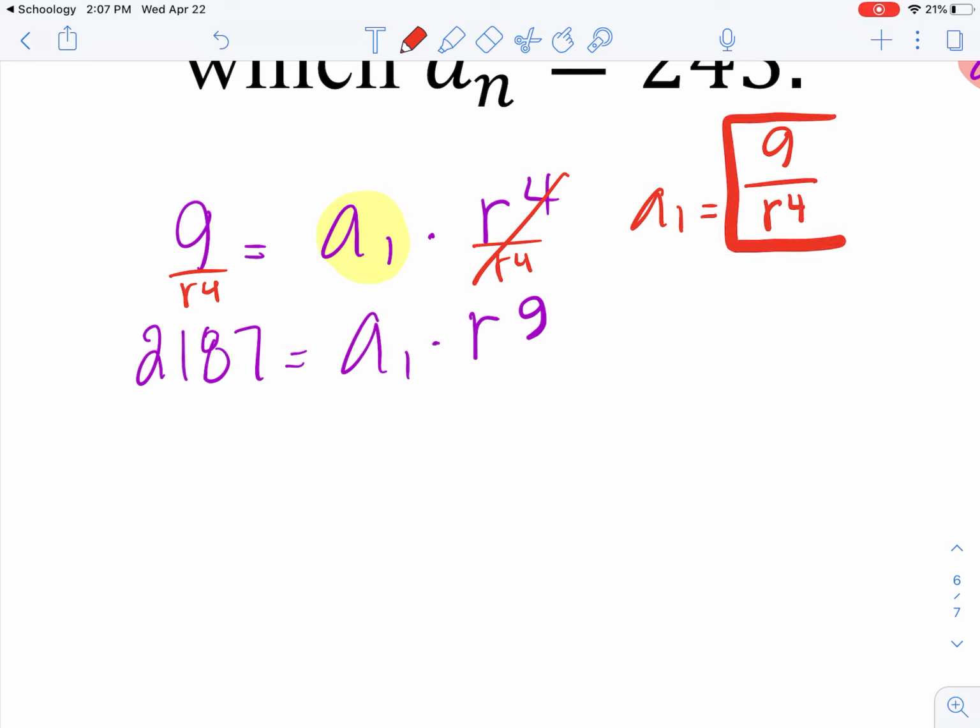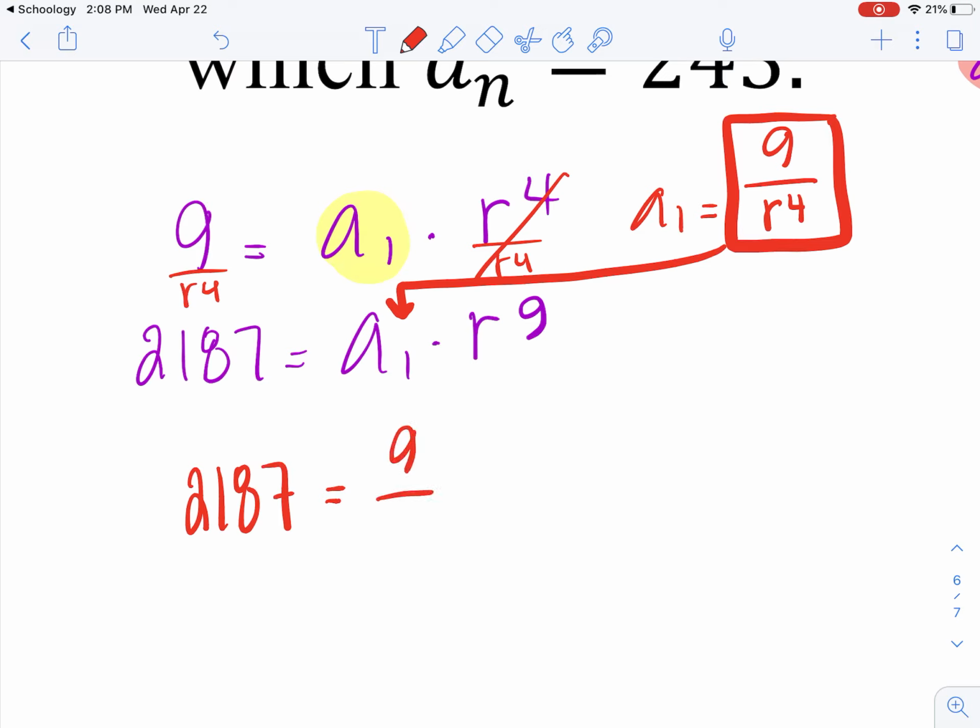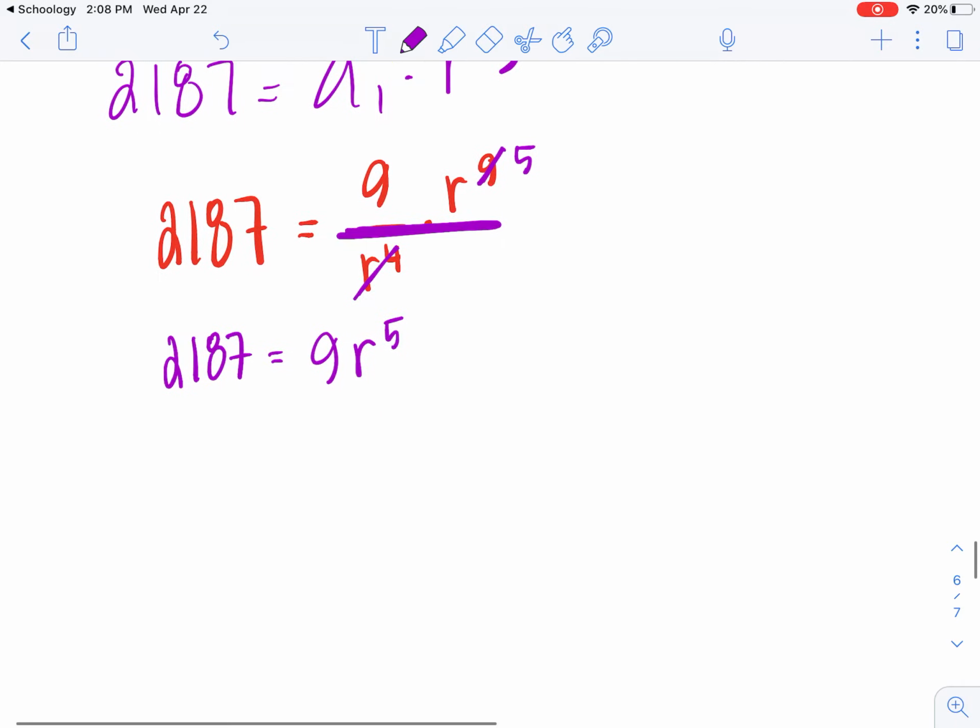So now you're going to use the substitution. You're going to substitute this into this equation. So now I have 2187 is equal to 9 over r to the fourth times r to the ninth. Remember, you're going to make this one big fraction right here. You have 9 r's in the numerator, 4 in the denominator, so I can get rid of all 4 in the denominator, and there's 5 left in the numerator. So now I have 2187 is equal to 9 times r to the fifth power.